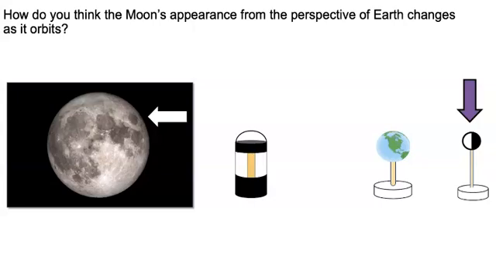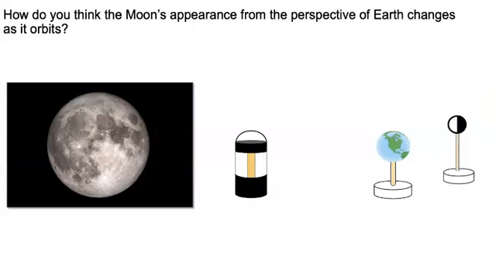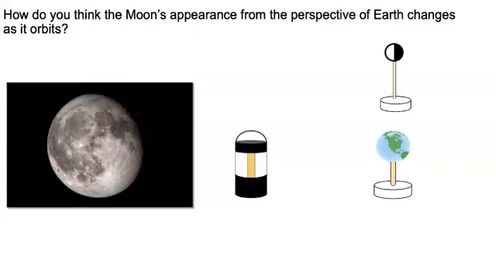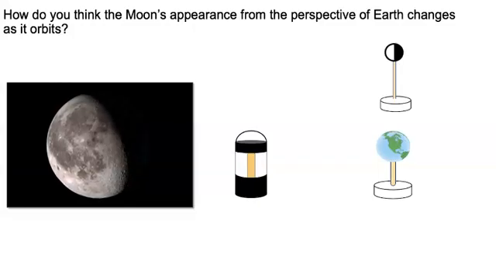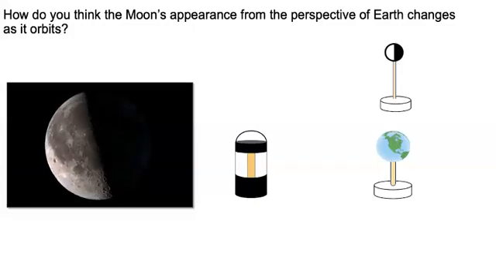The moon continues to orbit. What does the moon look like from the perspective of Earth at this stage of its orbit? Let's watch and see. To a person watching from Earth, only half of the moon's illuminated portion is visible. The moon looks like a half circle. Let's see how the moon's appearance continues to change as it moves along its orbit.